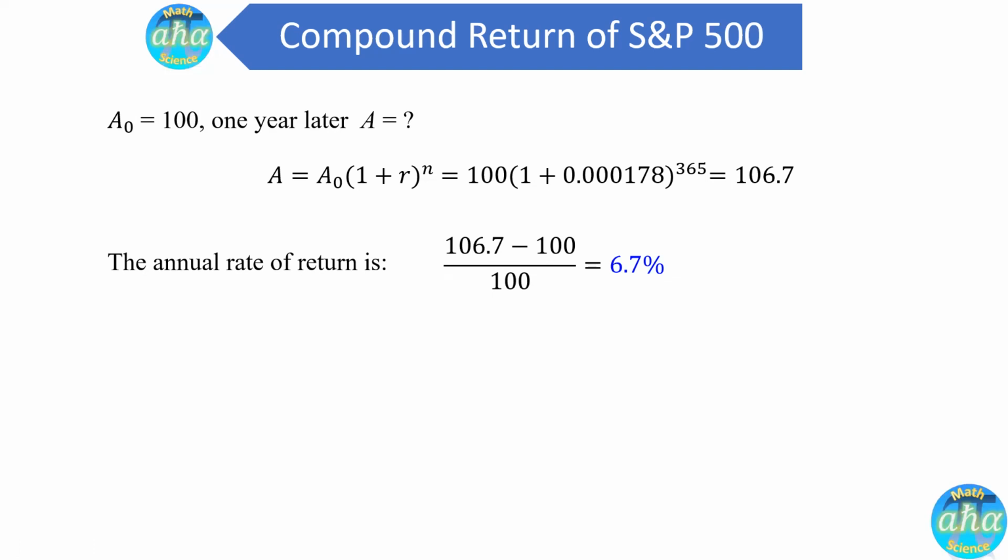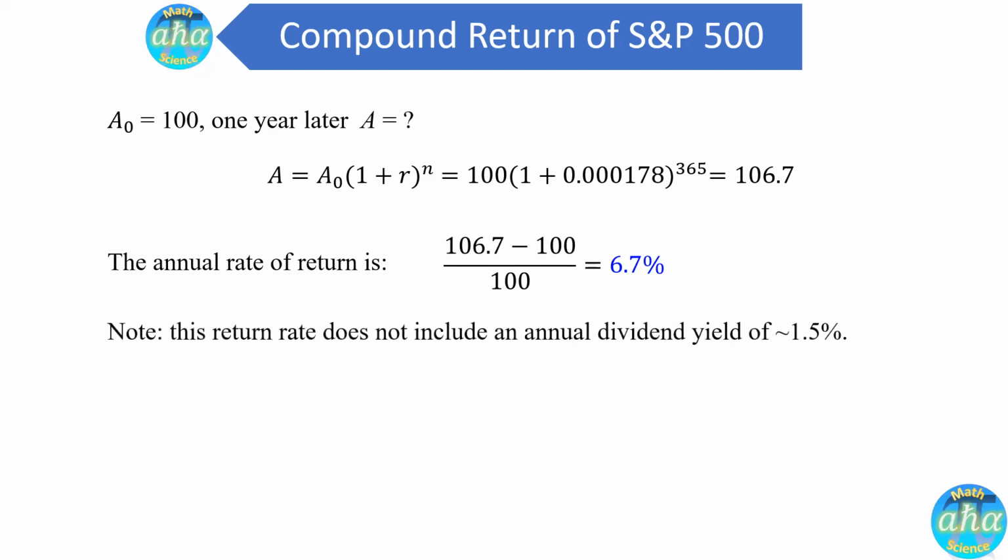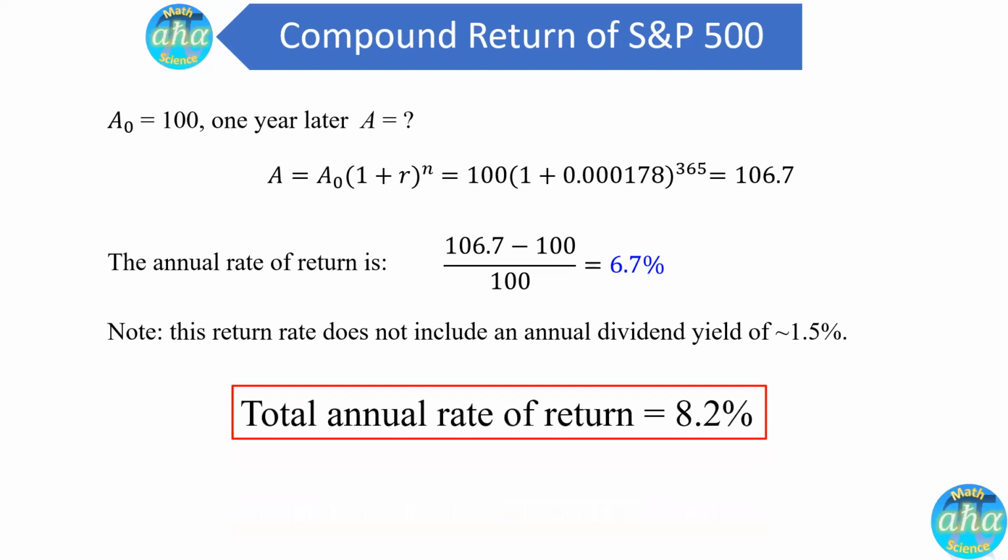And this is what you get on average when you look at the history of S&P 500 over nearly 100 years. Note that this return does not include the annual dividend yield of approximately 1.5%. This number also fluctuates, but this is on average what you get. Sometimes it could be 1.8 or 2%. So what do we get? The total annual rate of return on average for S&P 500, analyzing the data over 100 years, is about 8.2%. That's not bad.